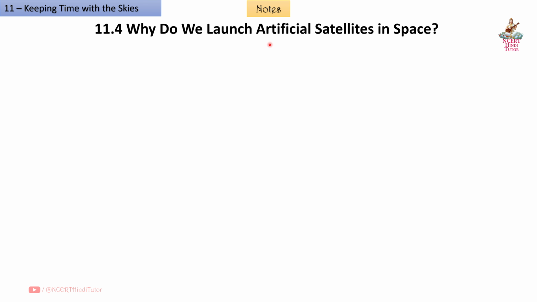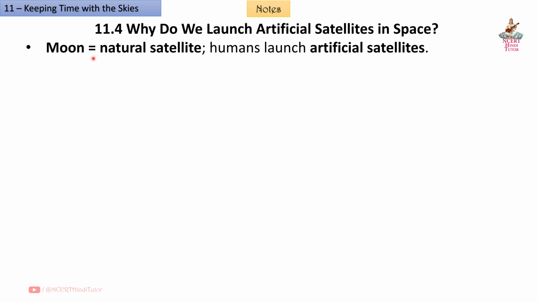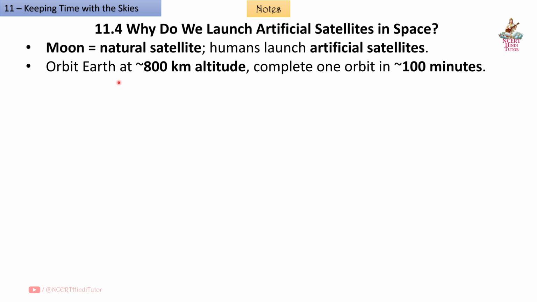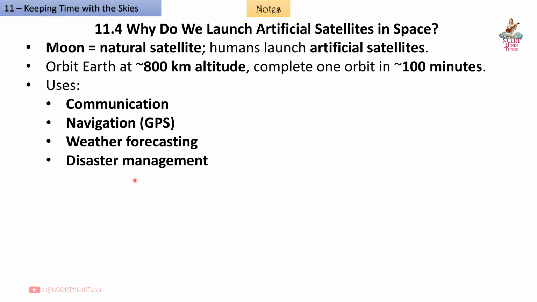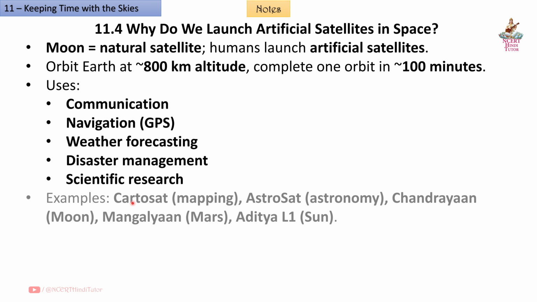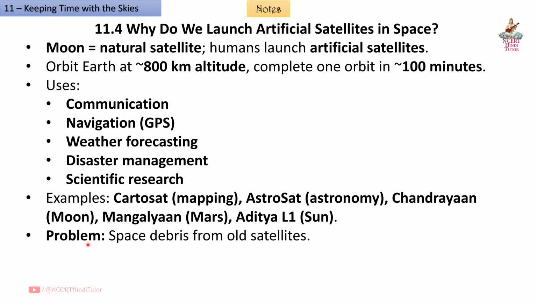11.4 Why do we launch artificial satellites in space? Moon is a natural satellite. Humans launch artificial satellites. Orbit Earth at approximately 800 km altitude. Complete one orbit in approximately 100 minutes. Uses: communication, navigation GPS, weather forecasting, disaster management, scientific research. Examples: Cartosat mapping, Astrosat astronomy, Chandrayaan moon, Mangalyaan Mars, Aditya L1 sun. Problem: space debris from old satellites.